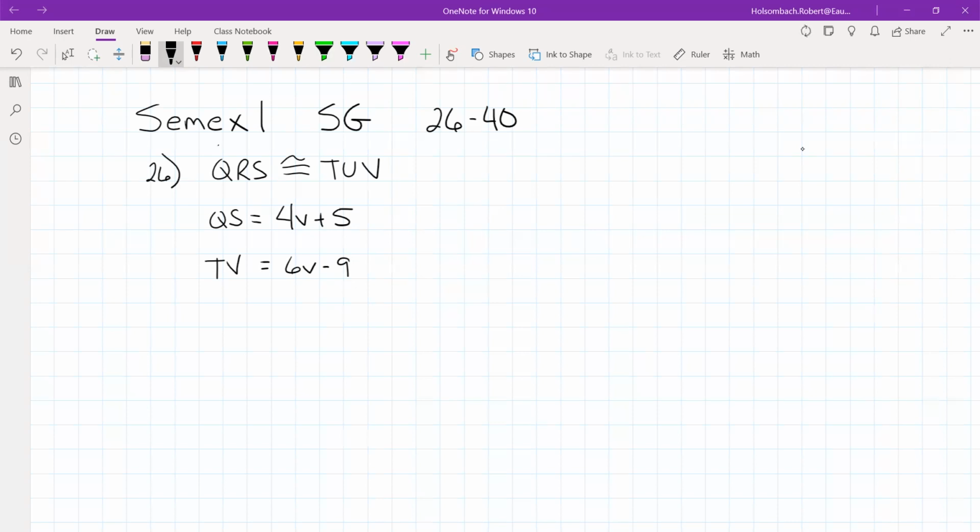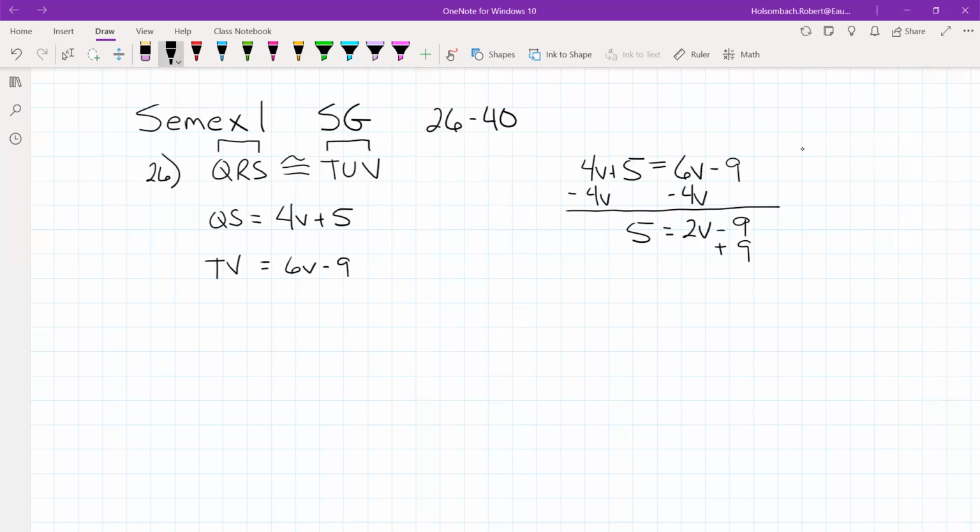So we got QS, first and last letter in the description, and we got TV, first and last letter in the description. They're congruent to each other. So we're going to set an equation with 4x plus 5 equal to 6x minus 9. Going to subtract 4x. So 5 equals 2x minus 9. And then we're going to add 9. 14 equals 2x, and then divide by 2. So 7 equals x.